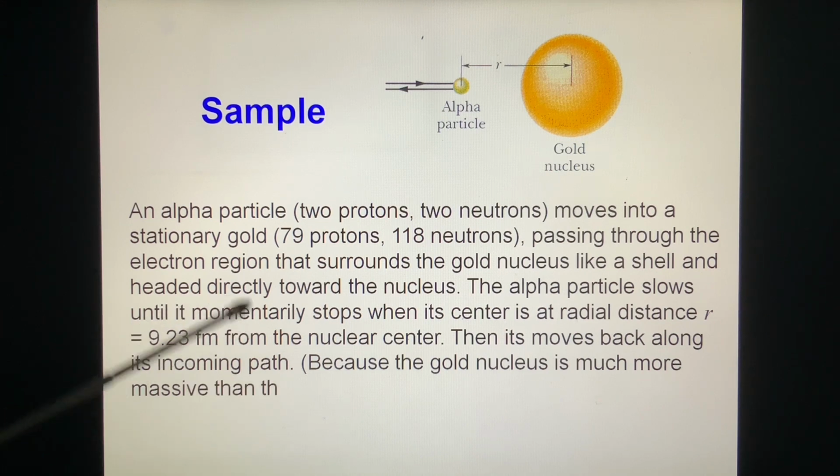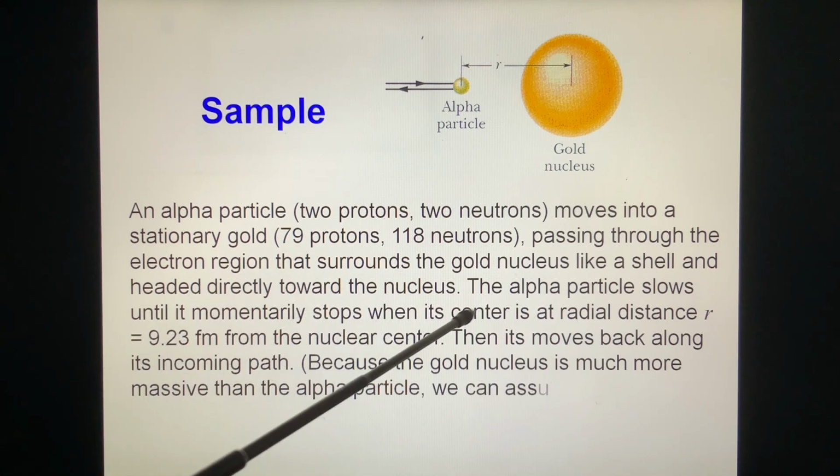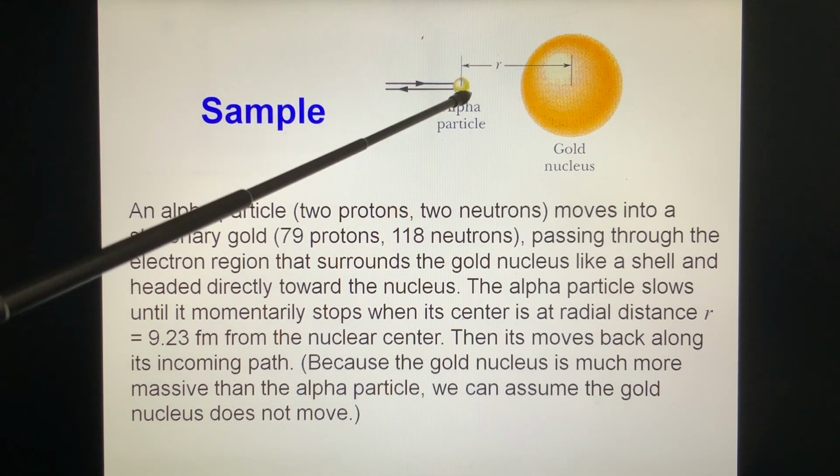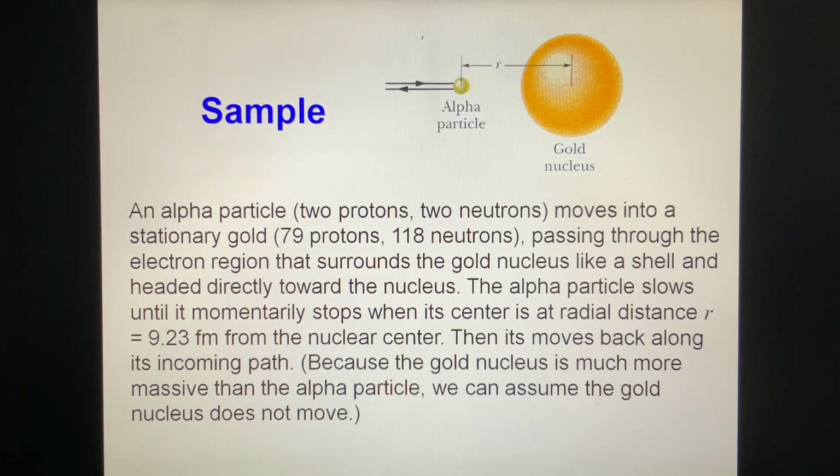Until it momentarily stops when its center is at radius r, 9.23 femtometers from the nuclear center. When r equals this distance, they stop because they repel each other. Then it moves back along the incoming path. Because the gold nucleus is much more massive than the alpha particle, we can assume the gold nucleus does not move.